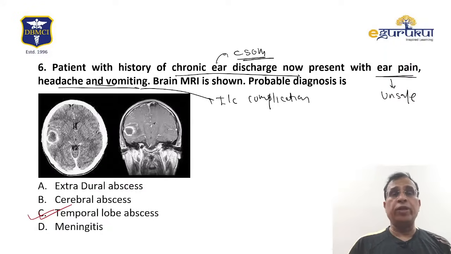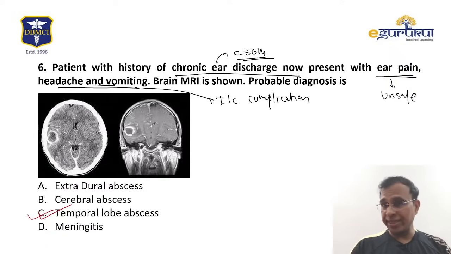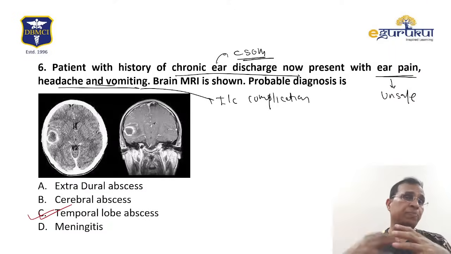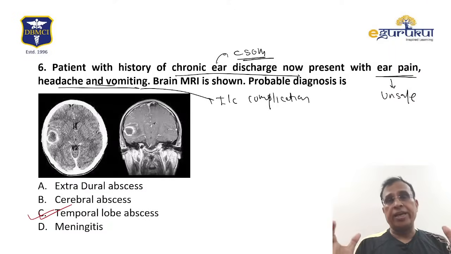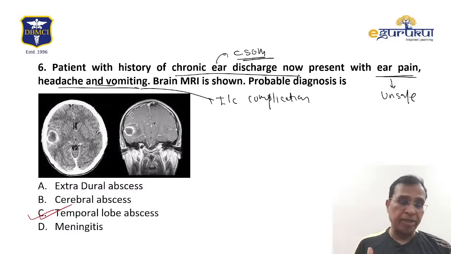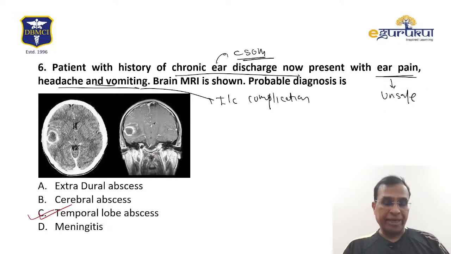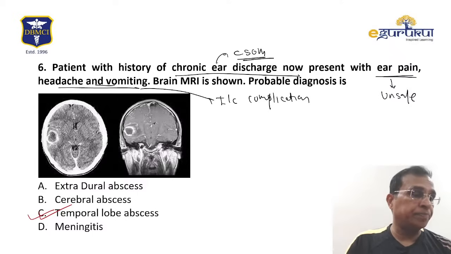So if I ask you, where do you stay? Suppose you are staying in Delhi. I can say I live in India, which is a correct answer. If I say I live in Delhi, which is also a correct answer. But Delhi is more specific than saying India. So if there are two choices, India and Delhi, Delhi is a better answer. Similarly here also, cerebral abscess can be a correct answer, but temporal lobe will be the better answer.